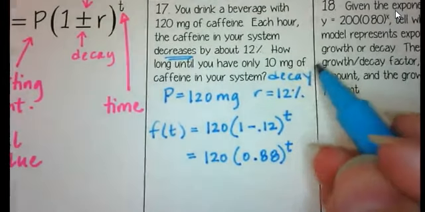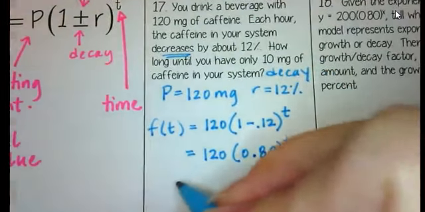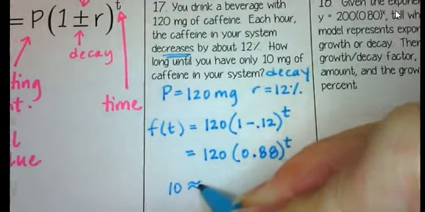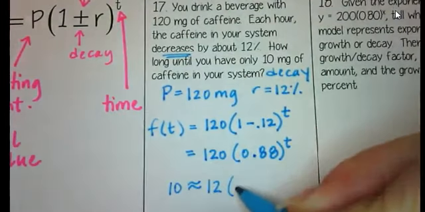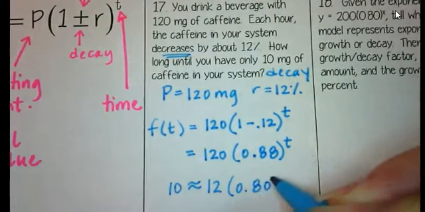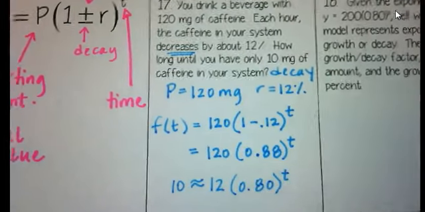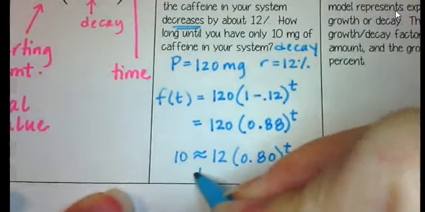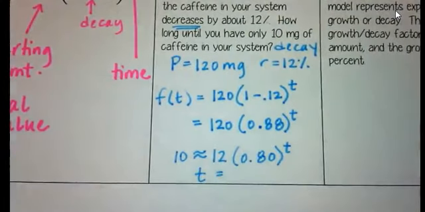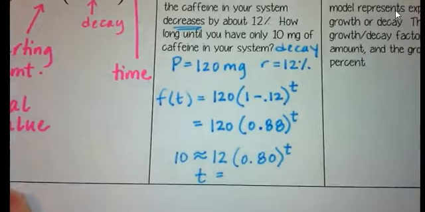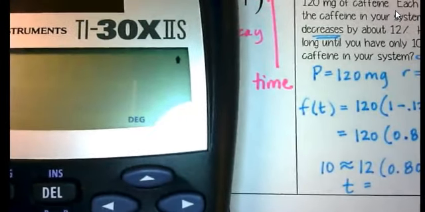So the question is, how long until we have only 10? So what we want to know is, when is this approximately 10? And remember that the t is hours. So what we're going to try and figure out is what hour will we have around 10 milligrams left. So this is really just guess and check with a calculator. There's other ways we can do it with a graphing calculator, but at this point we didn't use those yet.